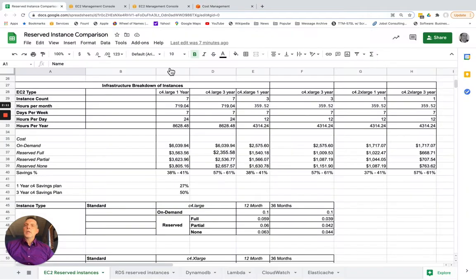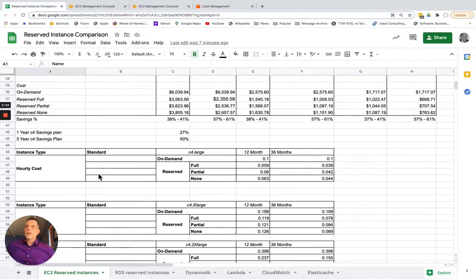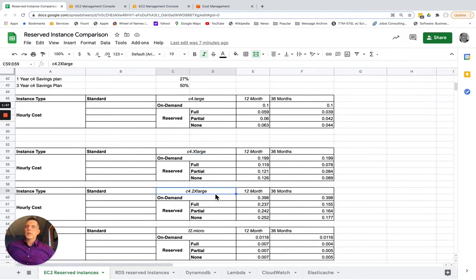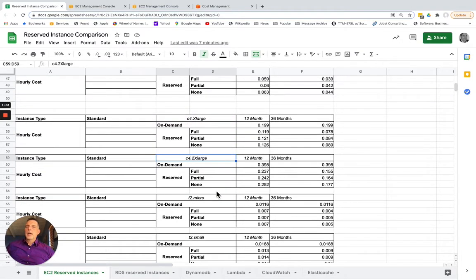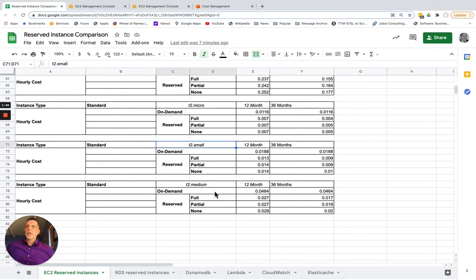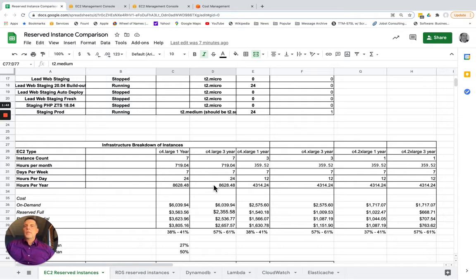But I'm going to show you this little cheat sheet here. I broke this down and I got the on-demand price for different instances: C4 large, C4 extra large, C4 2X large, and this is a T2 micro, T2 small, and T2 medium. And I'm going to give you the quick breakdown of what you're going to see here.